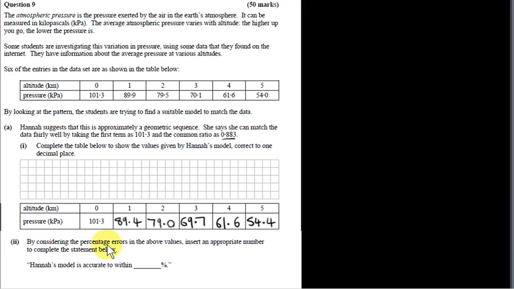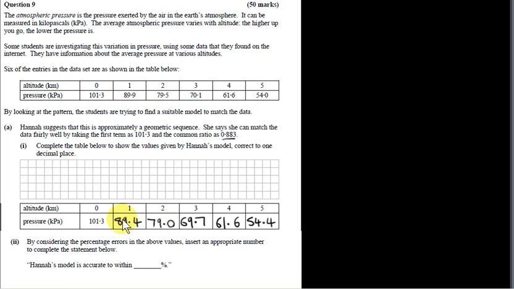By considering the percentage errors in the above values, insert an appropriate number to complete the statements below. Hannah's model is accurate to within so many percent. What we want to do is compare the values in the model to the measured values, which are in this table up here, and see how they differ. First of all, consider the errors, that is just the differences in these numbers. Then get those errors as a percentage of the measured values.